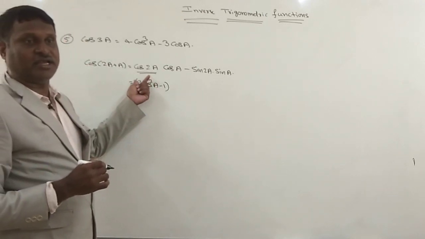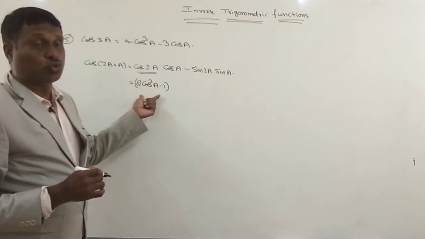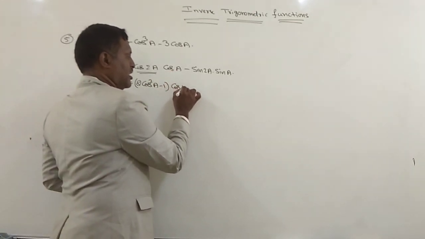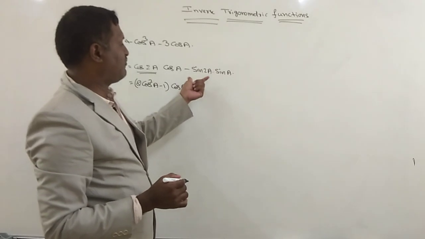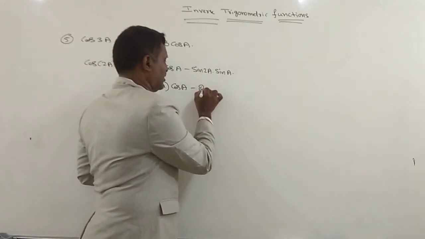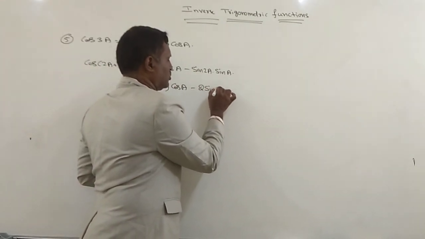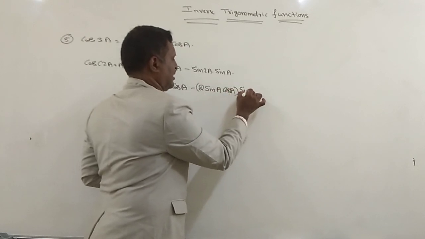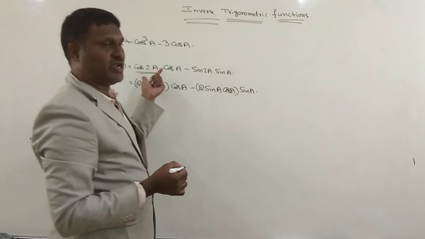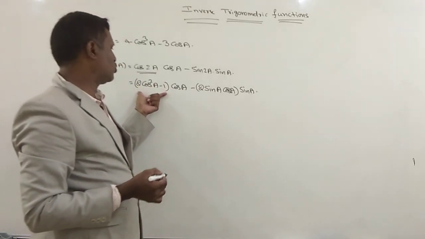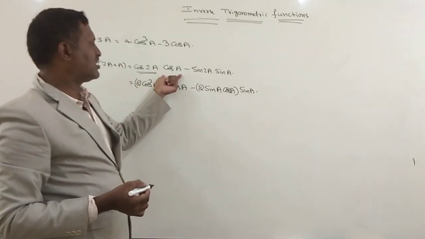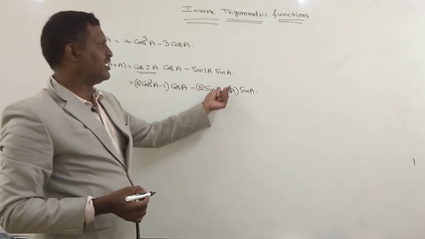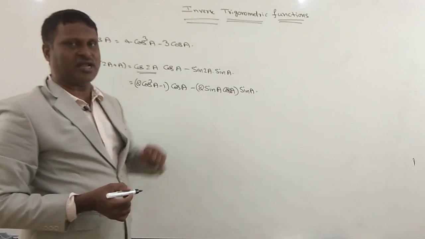Cos 2a formula in terms of cos, 2 cos square a minus 1, into cos a, minus sin 2a formula, which is 2 sin a cos a, into sin a. Cos a write down as it is. Sin 2a formula we have 2 sin a cos a. Again multiply sin a, write down as it is.